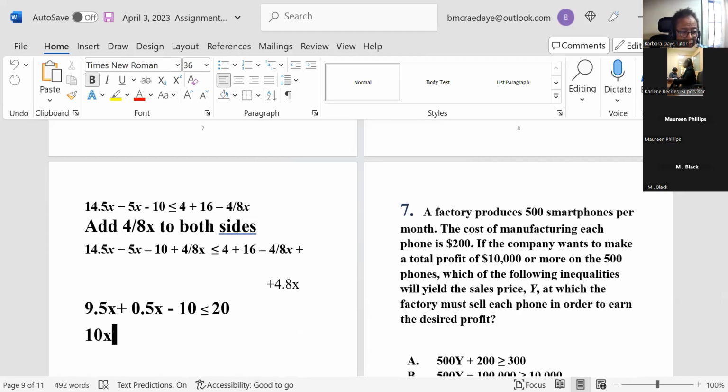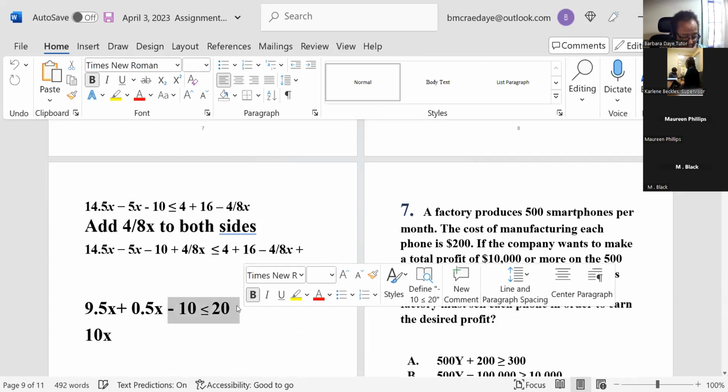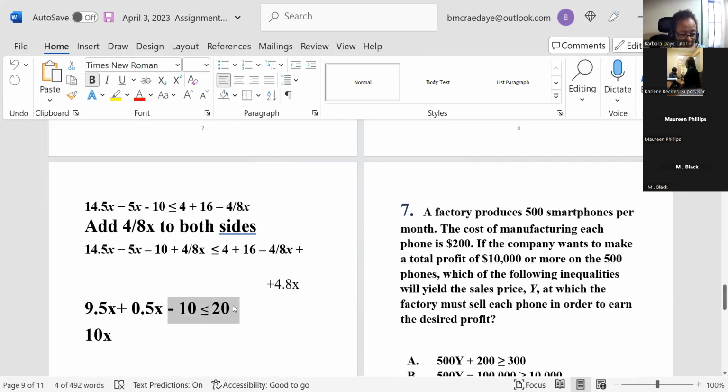10x minus 10 less than or equal to 20. Let's just repeat this: 10x minus 10 is less than or equal to 20. Okay, so what is that equal to?